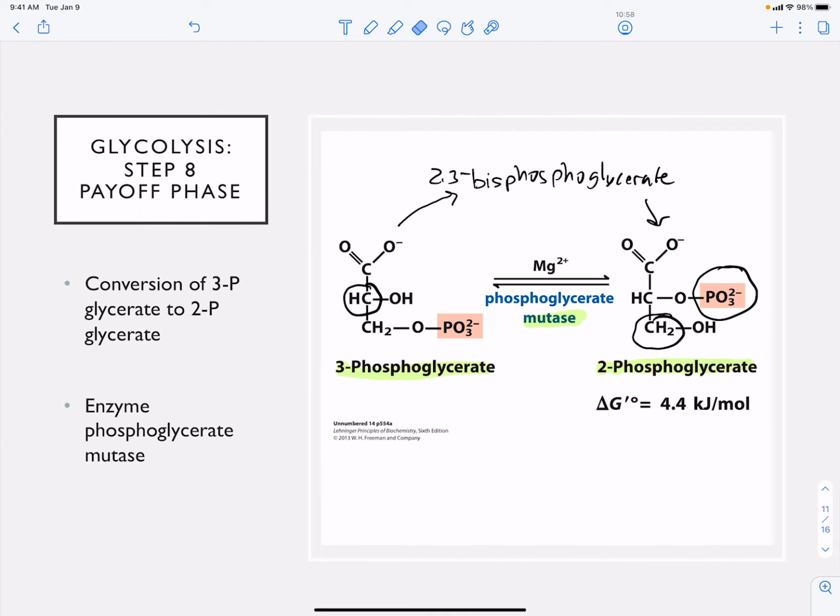And again, this takes energy. It's a positive delta G. And you can think about moving these 2 large bulky phosphates together is not that favorable. And again, we see we have magnesium to stabilize those charges. Now again, this is phosphoglycerate mutase that does this, but it brings in a second phosphate and then releases that first phosphate.